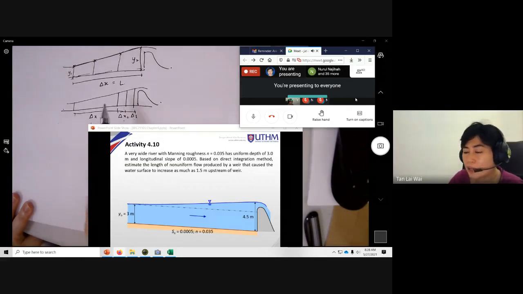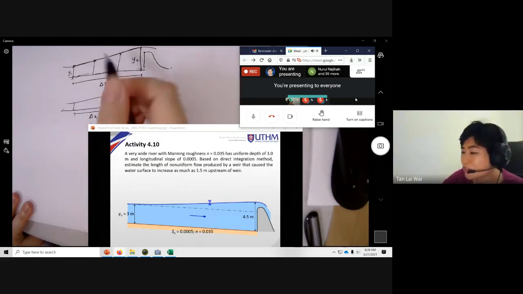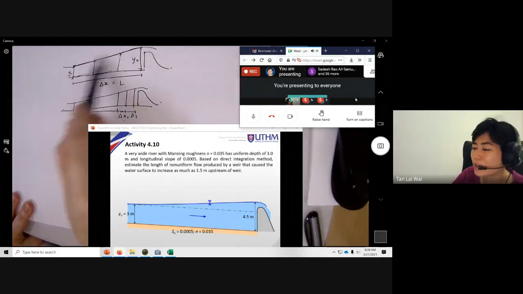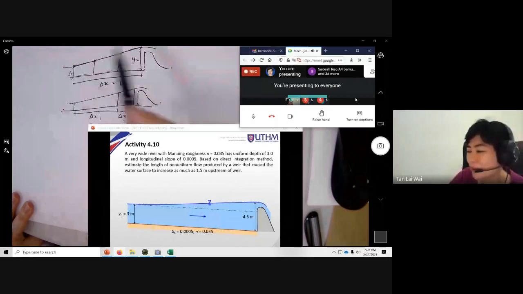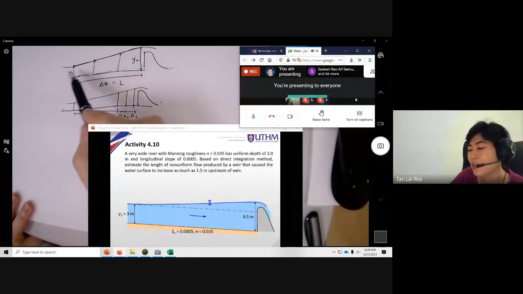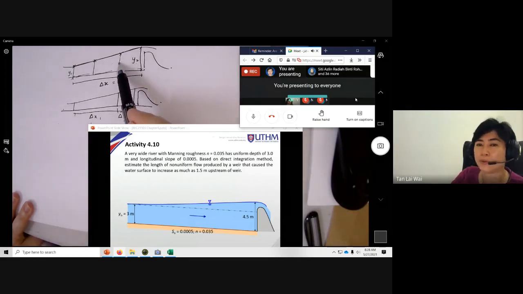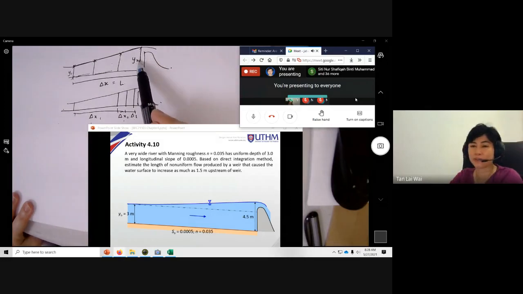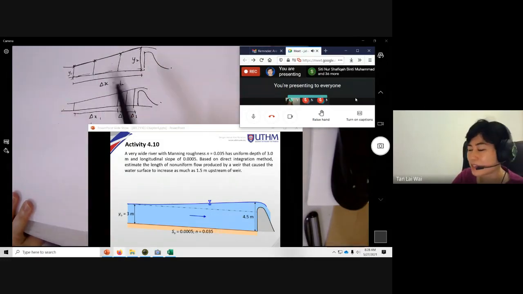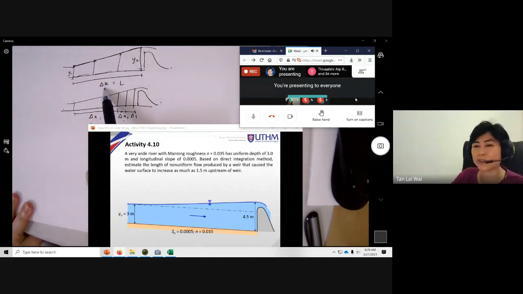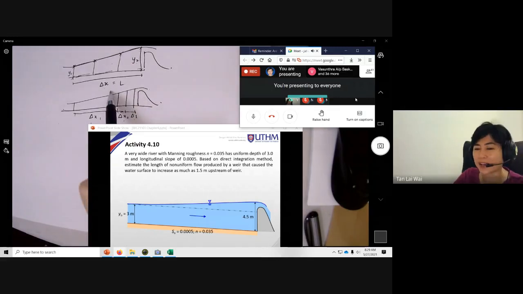In our case here in activity 4.10, it doesn't mention how many steps, so you can just use one step. One step means just consider y1 and y2. You don't have to consider y1 plus delta y, and y1 plus 2 delta y for this case, and then you have y2. So let's just consider one step first. That means between y1 and y2, you are going to get delta x straight away equal to L. You don't have to add anything.